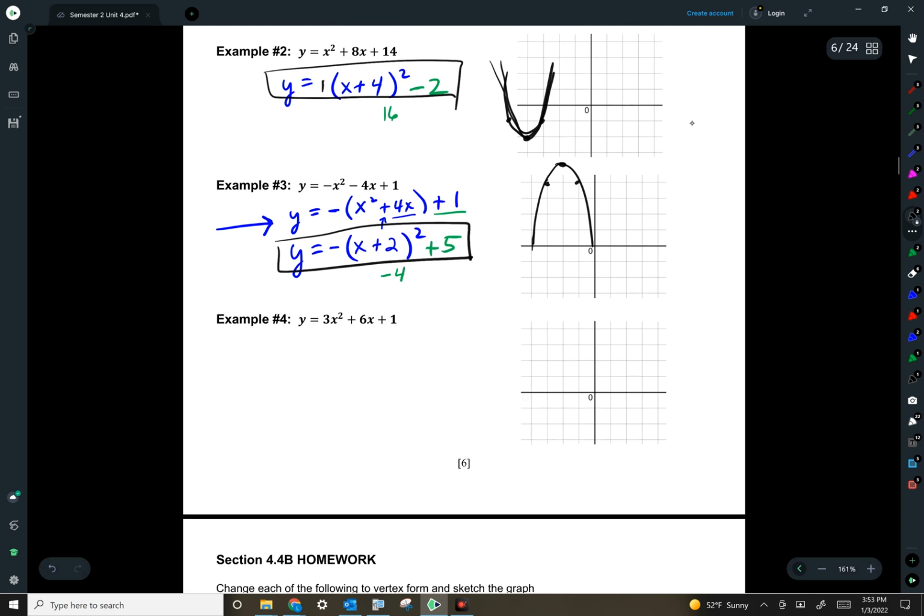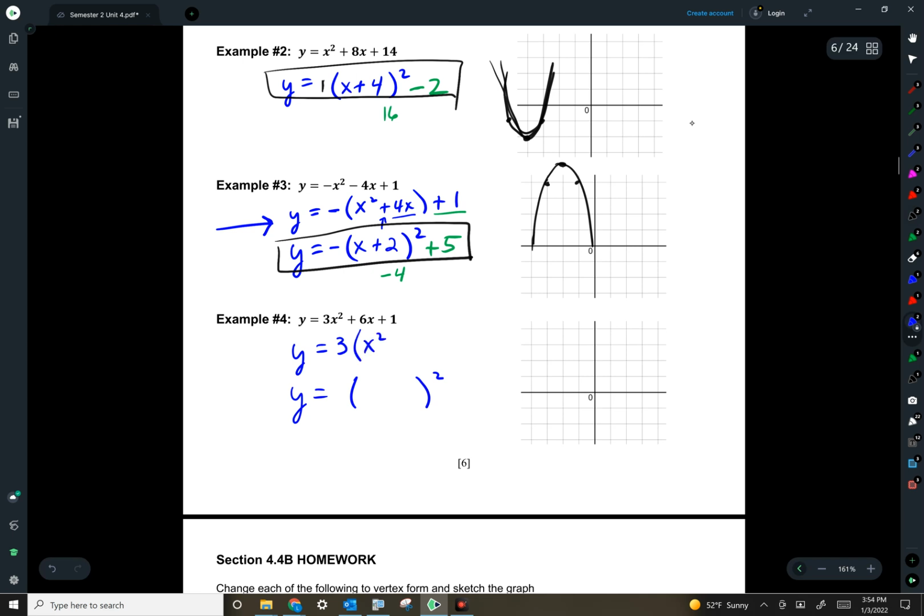Okay, look at example 4. This is the most involved of all of them. So I'm going to leave a space. I know I want it to look like a parenthesis squared. That's what it means to complete the square. But remember, we can't complete the square with that 3 in front. So first I need to factor out a 3.